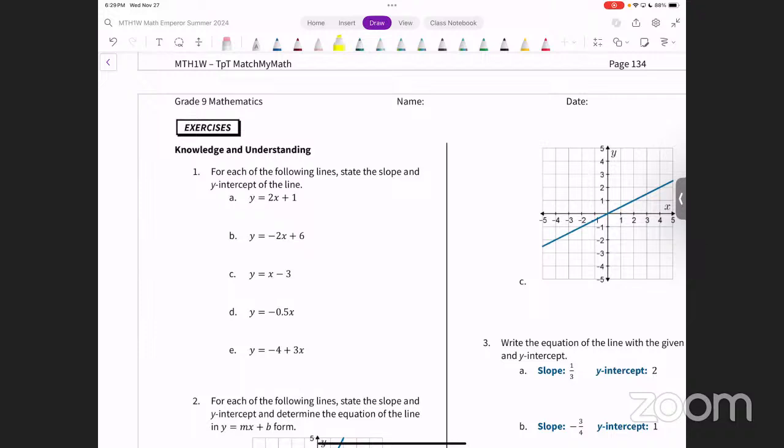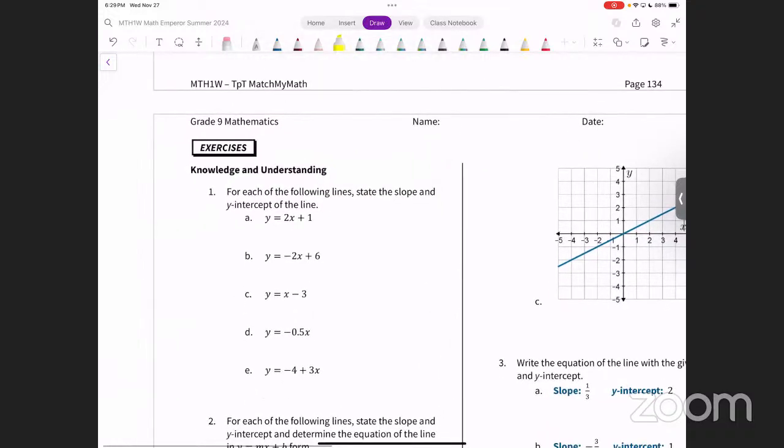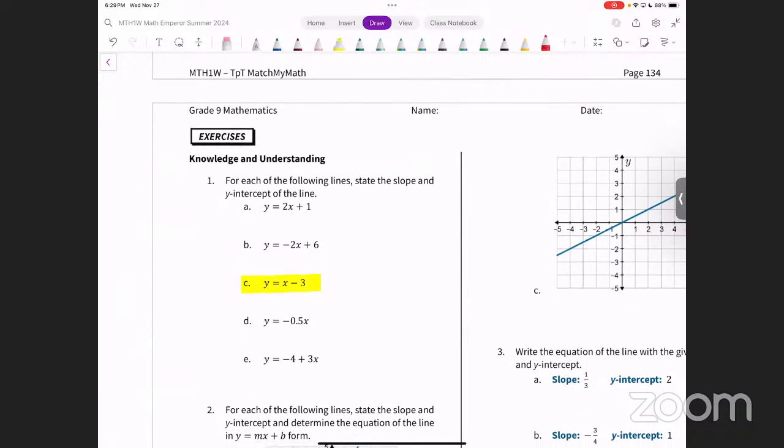All right. So, Akshara, your turn. What is the slope of C and the y-intercept? The slope is 3. Easy one. Y is equal to mx plus b. The slope cannot be a variable. The slope is the number. The number in front of the x is the slope. The b is the y-intercept.